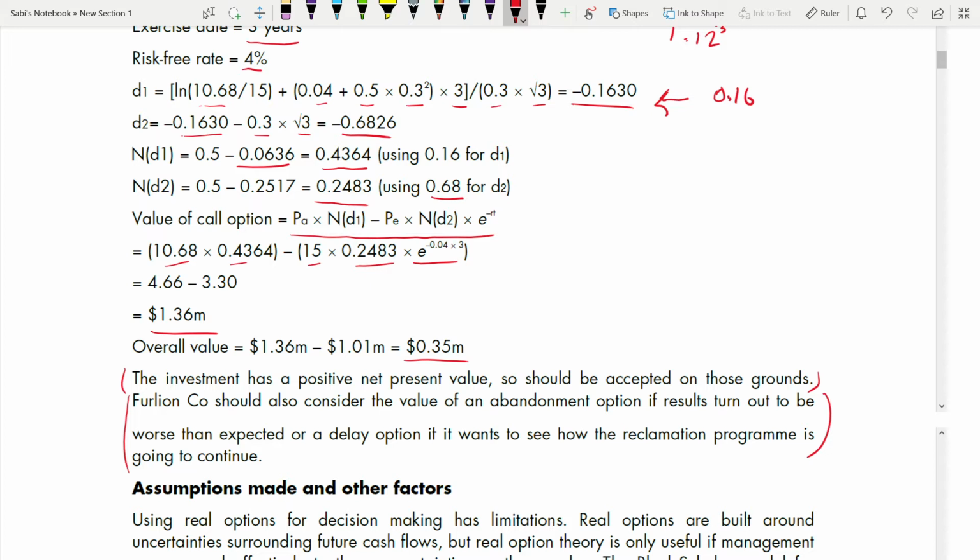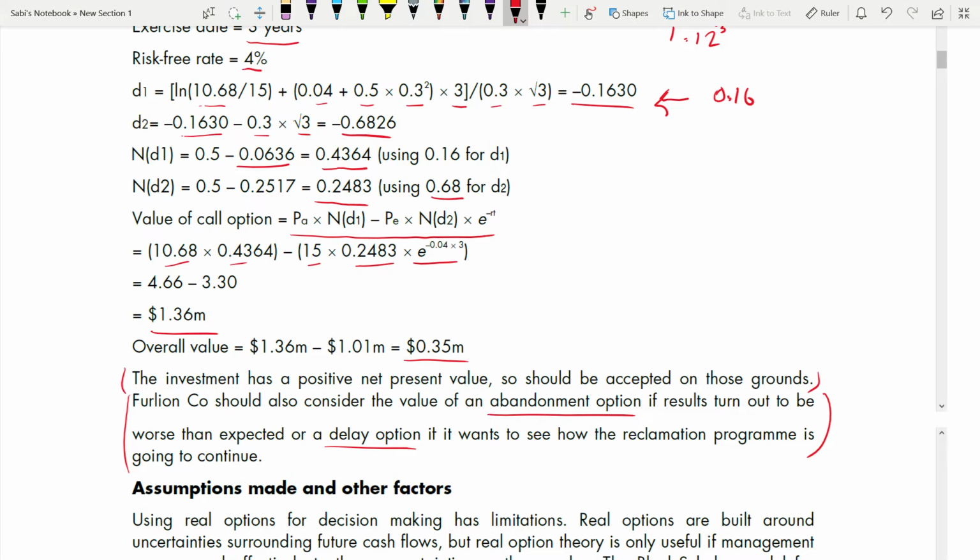So those also have to be considered, and also an option to delay. Option to delay is also another real option. So abandonment option and option to delay. You have to find a value for either abandonment option or option to delay. Maybe you can delay till you see how the reclamation program is going to continue.